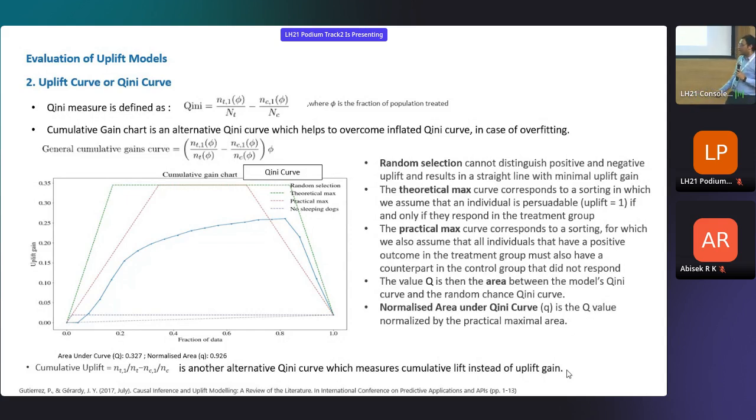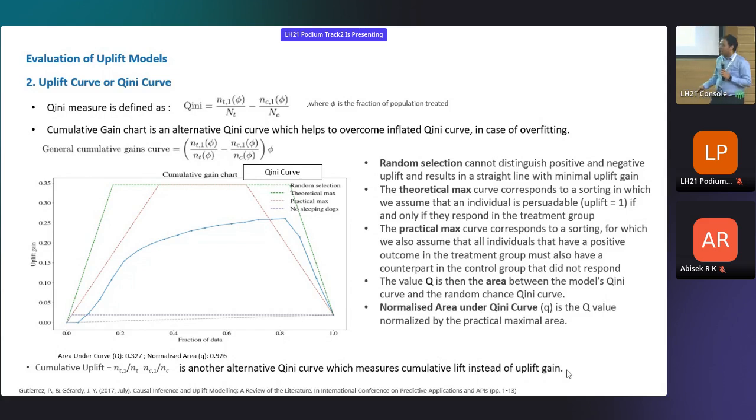And then there are theoretical maximums and practical maximums. If only the cases where there is a direct uplift expected from those getting the treatment are converting, that is the theoretical maximum, and then we have dependence on the sleeping dogs and so on. From there we can measure the area under the curve between the one predicted by the model, the blue line, and the one from the random selection. This is the area under the curve that we are looking at. And if we normalize by the area under the practical maximum, that gives us a quantifiable measure of the goodness of fit of this uplift model.